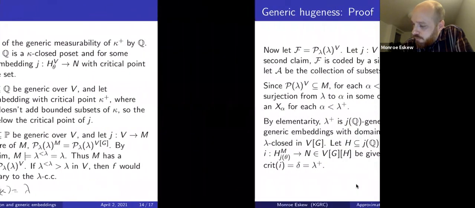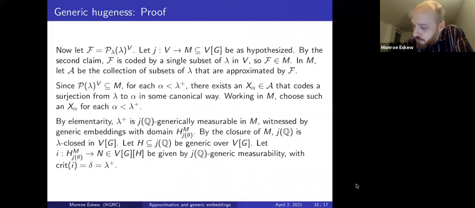Okay, so we have these two instances of GCH. I'm going to use that just to show that the closure of M implies that we can define this local approximation. So the property of being approximated, not the approximation property. So let F be this P lambda lambda of V. We have an elementary embedding as hypothesized, J from V to M. This is the generic Hugeness one.